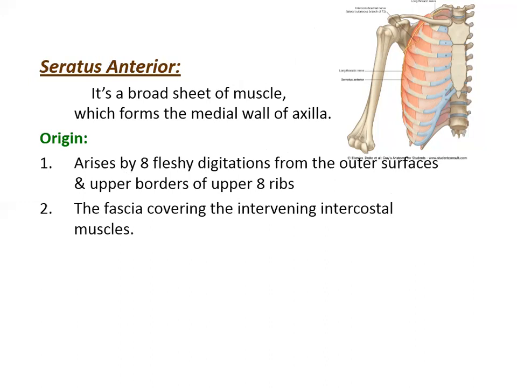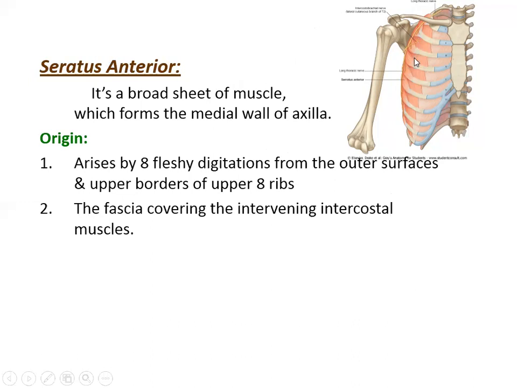The muscle not only takes origin from the ribs, but also from the fascia covering the intervening intercostal muscle, as we saw for the pectoralis minor muscle. So this muscle also takes origin not only from the ribs, but from the fascia covering the external intercostal muscle, which are in between these ribs.